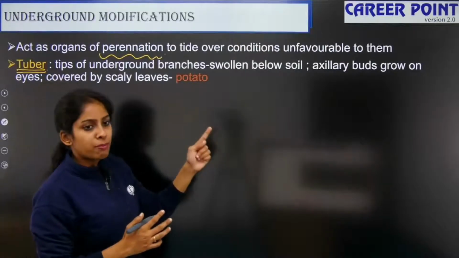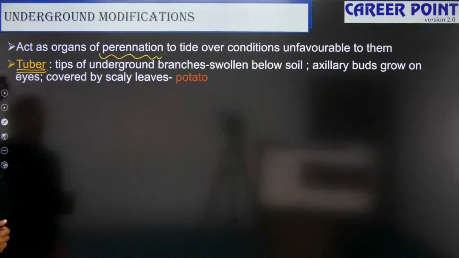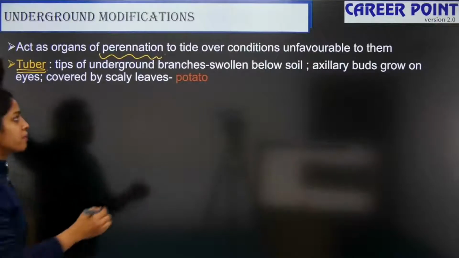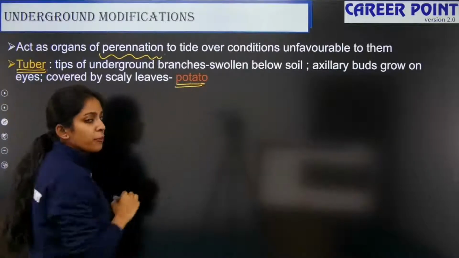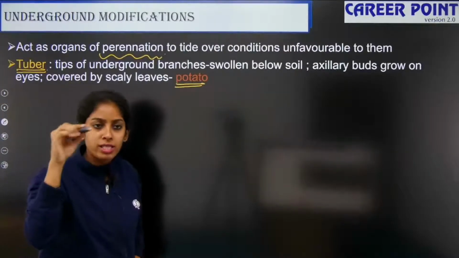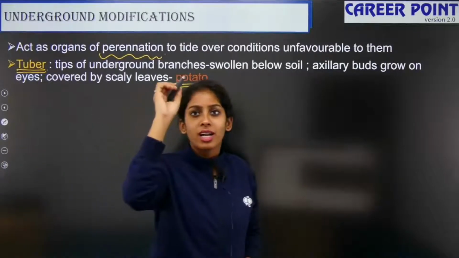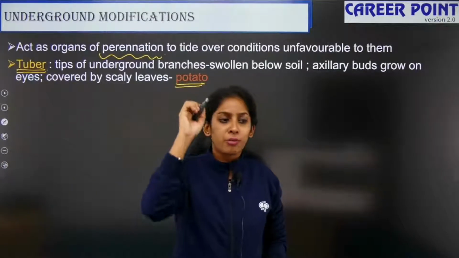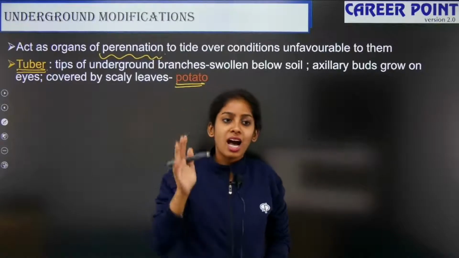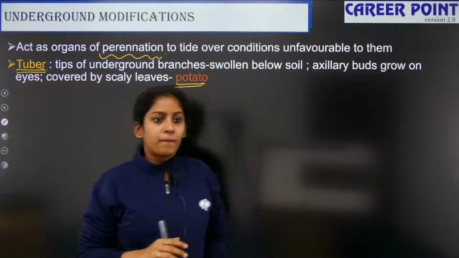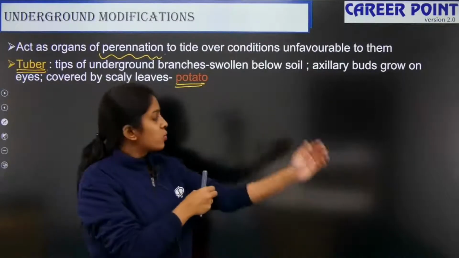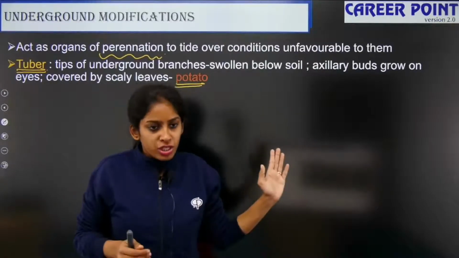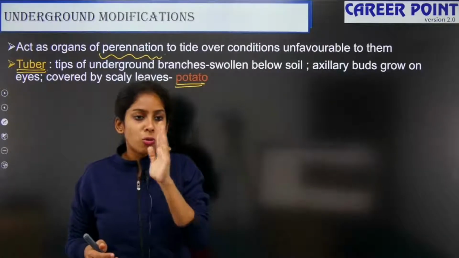So axillary buds grow on the eyes and they are covered by scaly leaves. Example is your potato. In your potato, if you see, you have small spots and from the spots arises a new plant. It starts sprouting out, right? So that is called the eye of the potato. Whatever I am giving, that modification is more than enough. You do not have to go much in detail.